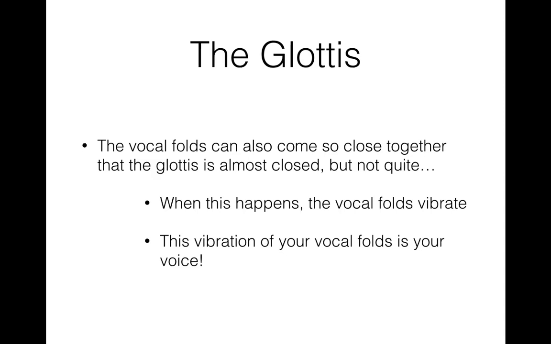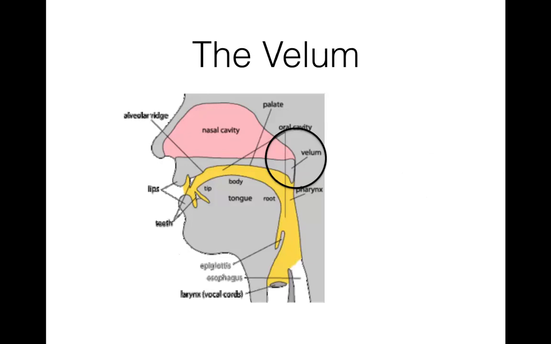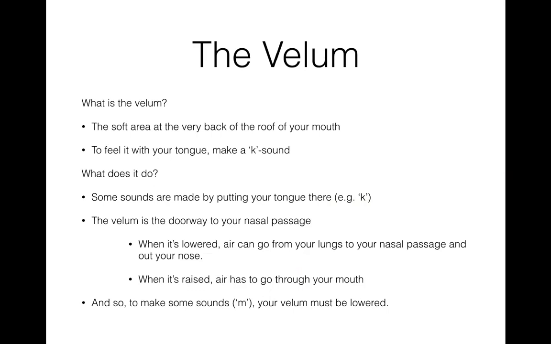So we looked at the vocal cords, we looked at the tongue, and now there's the back of your mouth called the velum, right? It's right there at the back of your mouth, connecting your tongue all the way to the back. That position is called the velum. It's a really soft area at the back of your mouth, and to feel where your velum is, I want you all to open your mouth and say, K, k, k, k.